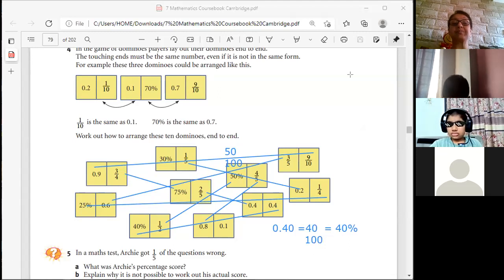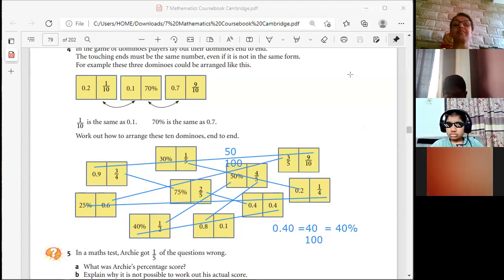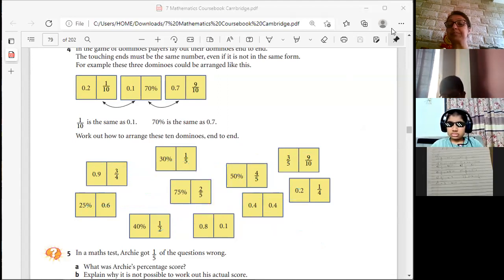Everybody's taken a screenshot or written it down? Ma'am, I've written it down, but it's not exactly lines. I wrote it down in a different way. Wait. Okay. Let's see. 1 second. Look. Okay.